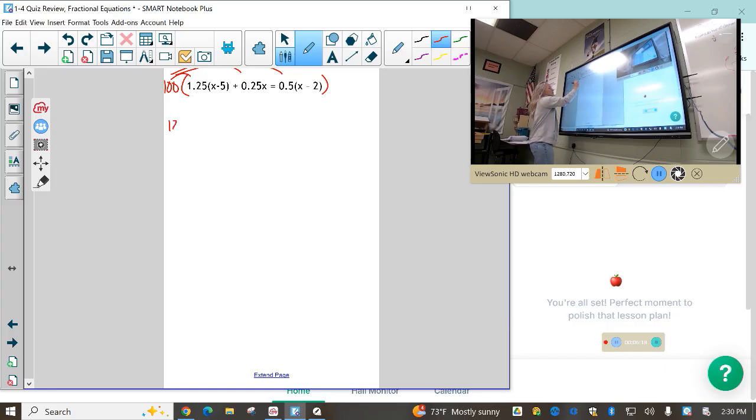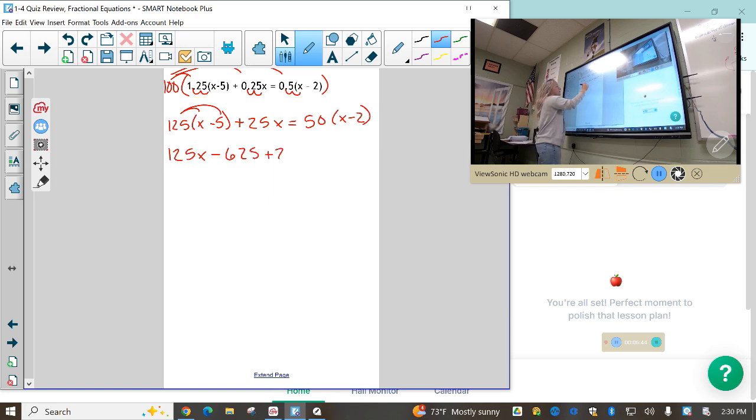So this is 125 times x minus 5 plus 25 times x. I'm moving the decimal point twice. If you look, this one I have to add a 0 because if I move it twice, it adds a 0. Equals 50 times x minus 2. Now just solve it. So I have 125x minus 625 plus 25x equals 50x minus 100.